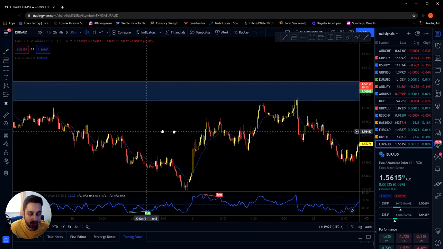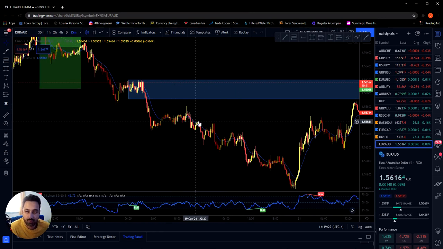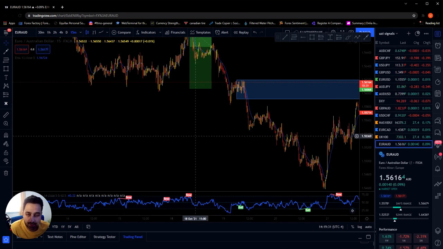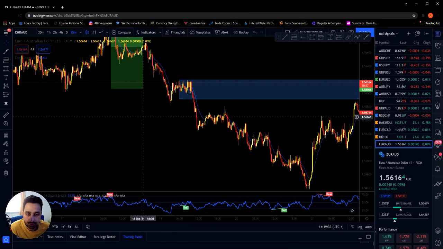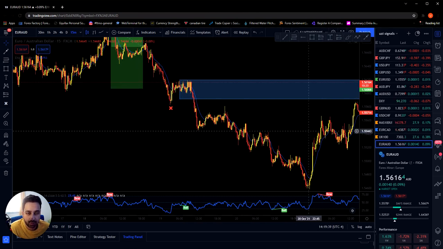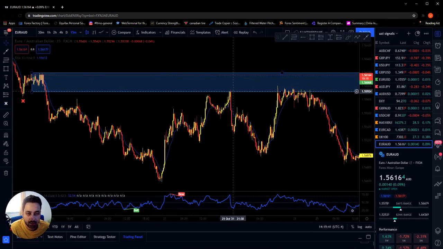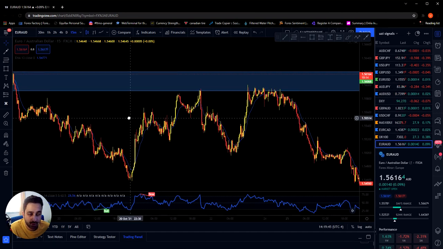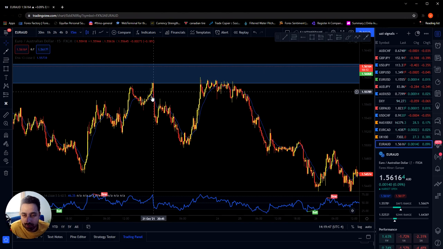Okay. We have another one. The only structure really left on this side here is not much. So this would be the only structure to look at. This is the leg that broke that structure, right? We let it come back. This has probably happened sometime during London session, so I wouldn't really be up for it. But you could have taken this trade easily.